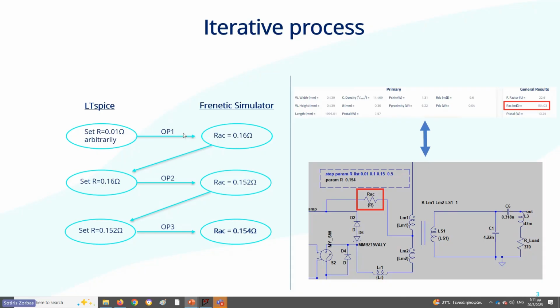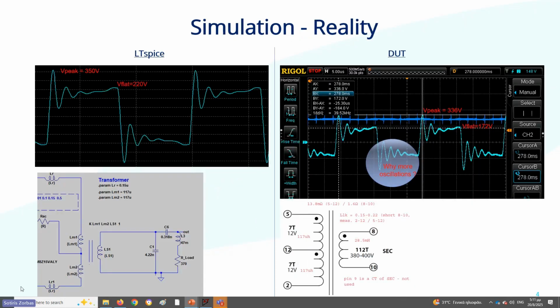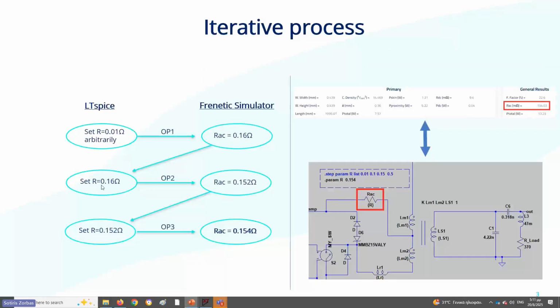We simulated one operating condition with an E30 core. I started off with a round wire, nothing very fancy with it. And we have an RAC of 0.16 ohms, and then went back to the LT-Spice with this, and again to the Frenetic simulator with a different CSV file, going back and forth. As you see, from the second iteration, I have the correct number.